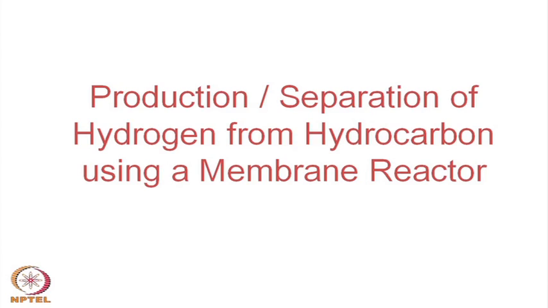So, it is also a membrane of that kind, but it is a dense membrane, it is not a porous membrane. So, it is not molecular diffusion, it is ionic transport. A membrane having ionic transport property is basically a dense membrane. So, we will be discussing that and how such membranes can be used for the generation of hydrogen.